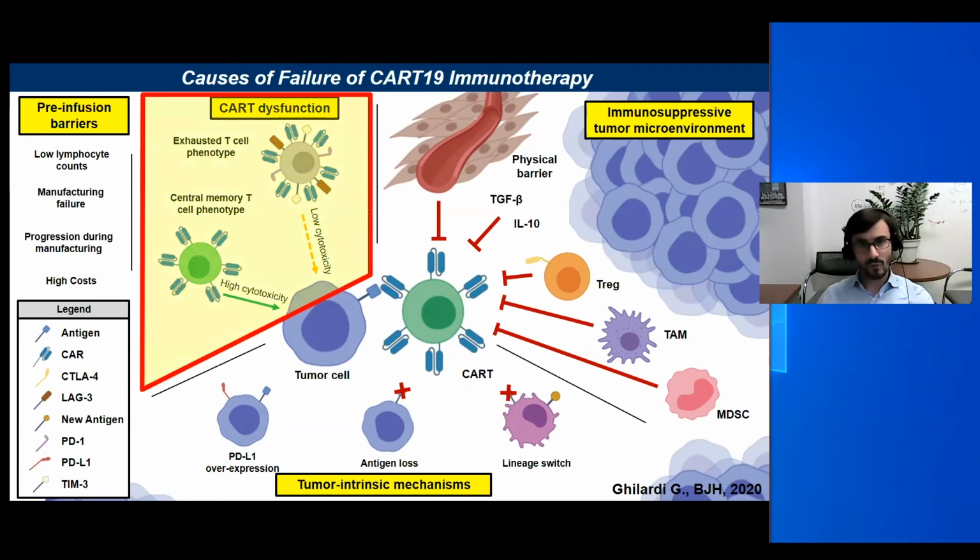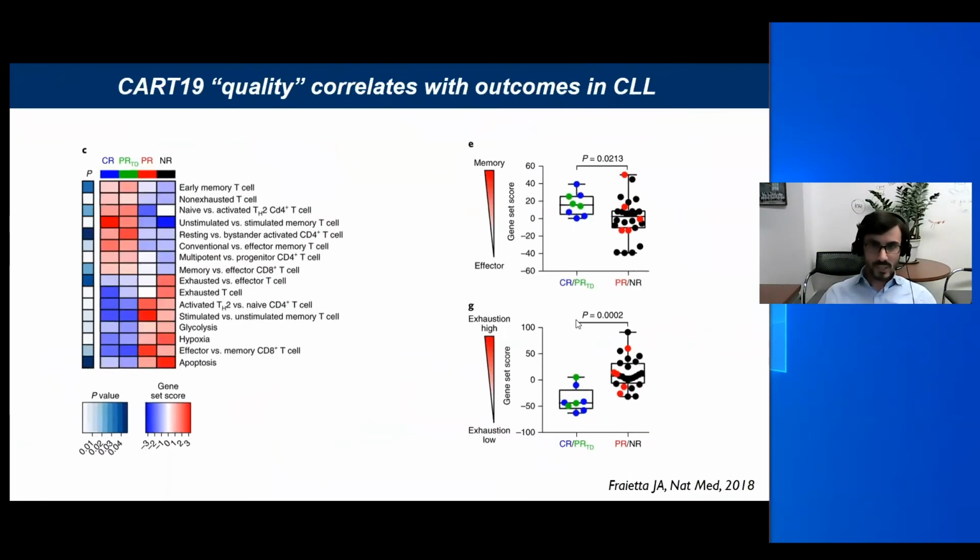And today I would like to focus first on the CAR dysfunction, and then I will touch upon the role of the tumor microenvironment. A recent paper from Penn, from Dr. Fraietta and colleagues, shows that if you look at the CAR-19 products, you can get a sense by looking at the gene expression about what is the functionality of this CAR-T cell.